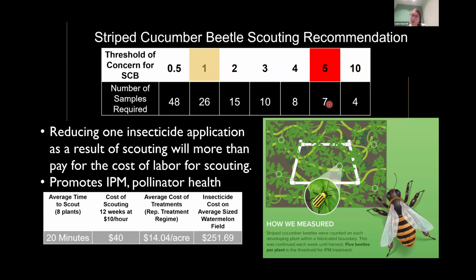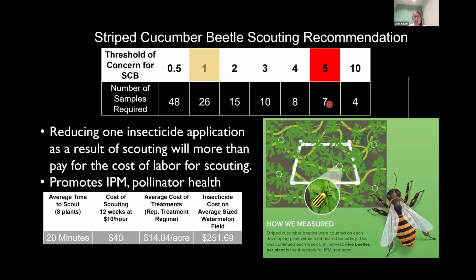The beetles are randomly dispersed in the field, so the lower the threshold, the more plants you have to look at. If you are using 1 beetle per plant, you have to look at about 26 plants in your field. If you are looking for 5 beetles per plant, that number goes down drastically, and you only have to scout 7 plants in your field.